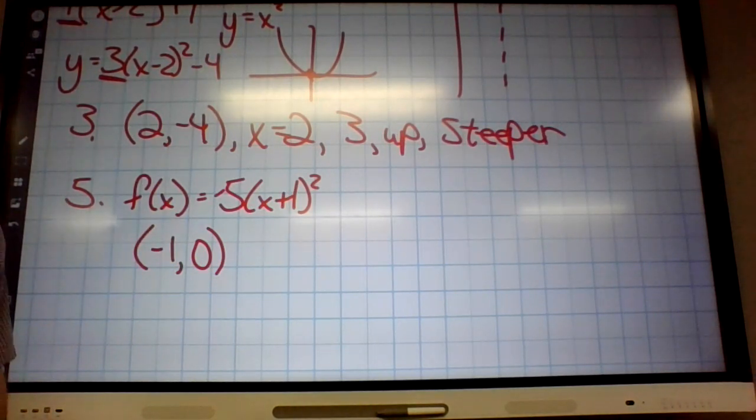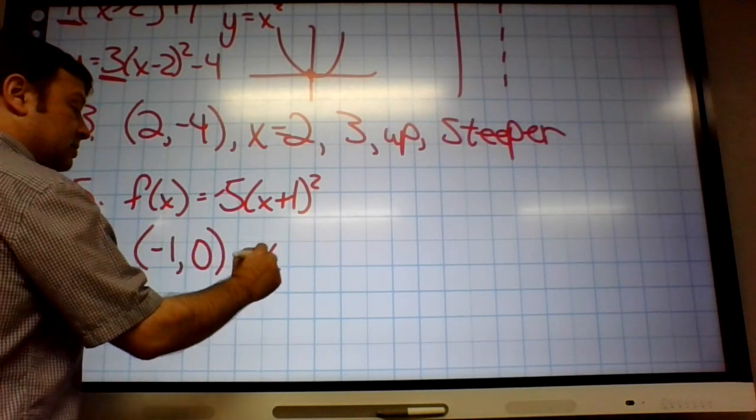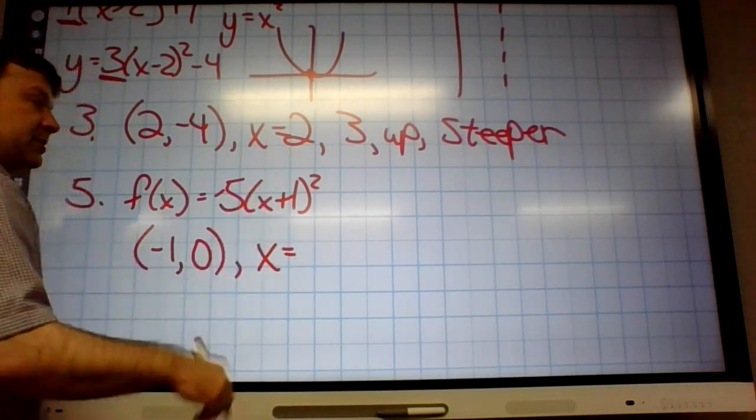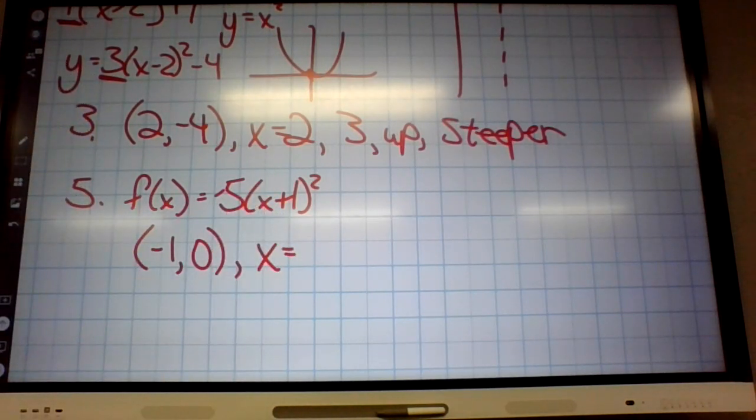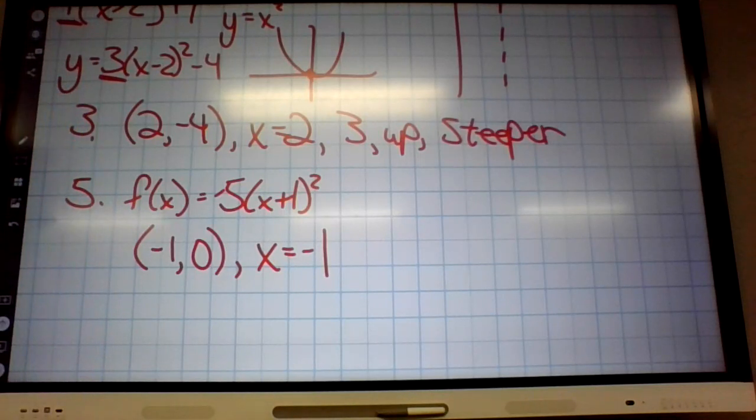Okay, Jackson, what would the axis of symmetry be? The line of symmetry, yeah. x equals -1. Go ahead and write x equals -1, because -1 is not really the answer, it's the whole thing.